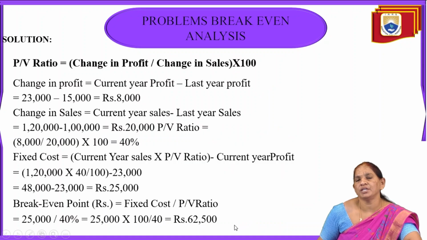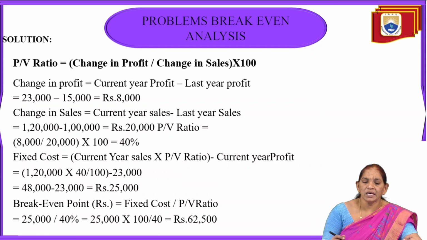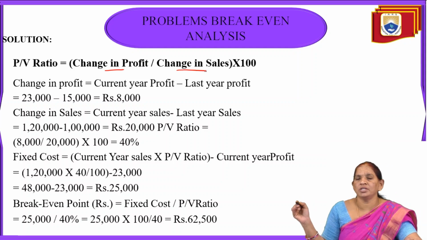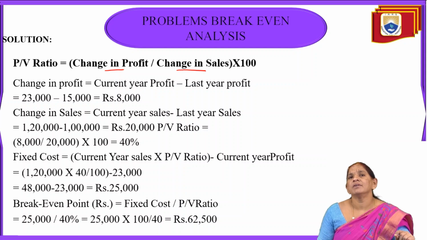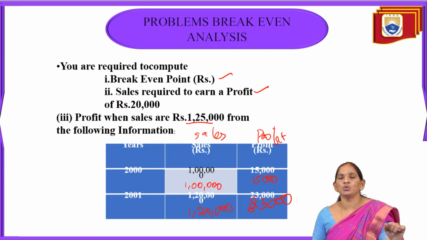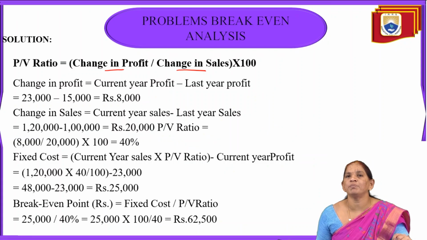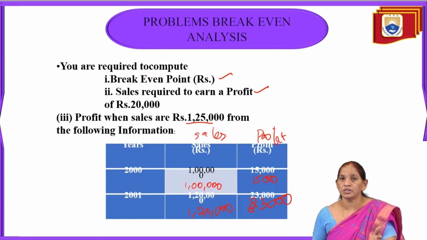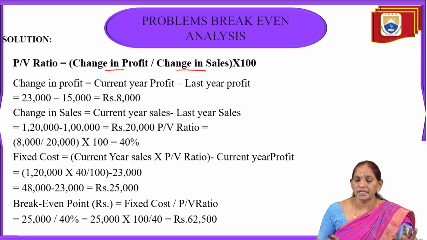So for this we have a different formula to calculate the PV ratio. For the calculation of the PV ratio, we say change in profits by change in sales into 100. Already we know break-even means fixed cost by PV ratio, so we are able to get the break-even. So the first one is to calculate the break-even point. First we want to get the fixed cost by PV ratio. In the question, we didn't have any information relating to the fixed cost or variable cost, so we ourselves have to calculate.